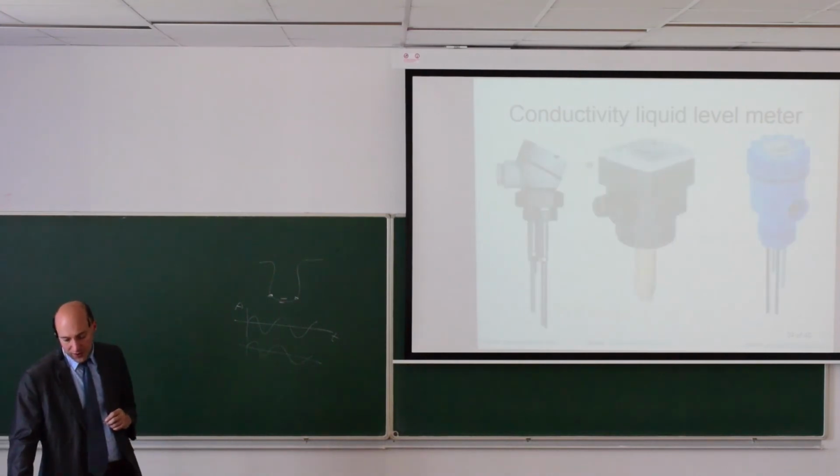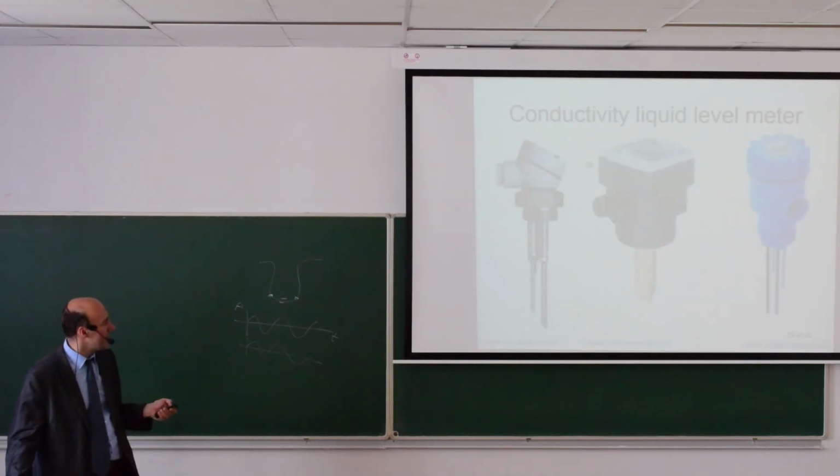Some more examples. Here you see that the electrodes are either outside, there are 3 of them or 4 of them, or they can be hidden inside of this tube for mechanical protection.